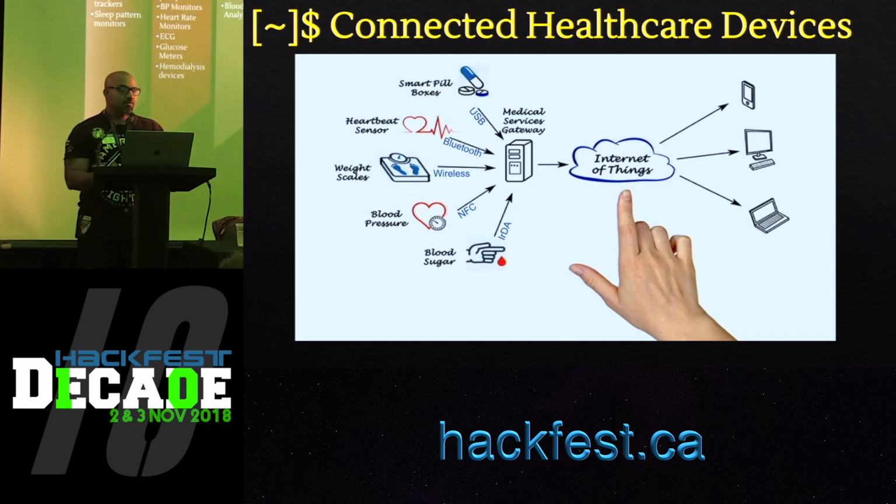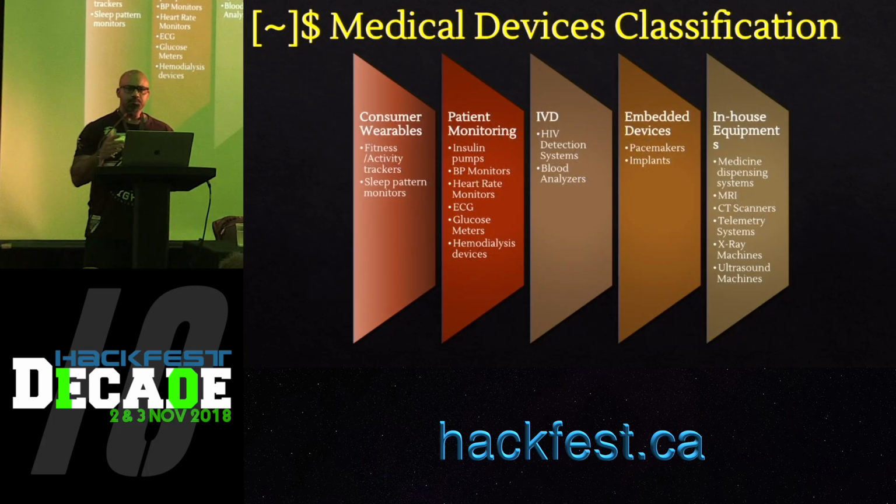So I've tried to classify medical devices into 5 different categories. And the first one is consumer wearables, which you would be most familiar with. So these are your fitness trackers, sleep pattern monitors, and so on. Then there are patient monitoring devices, which are your insulin pumps, blood pressure monitors. Then there are something called IVD, or in vitro medical devices, and your HIV detection systems, blood analyzers fall in that category. And so all the devices that I've talked about so far are external to a patient's body, hopefully.